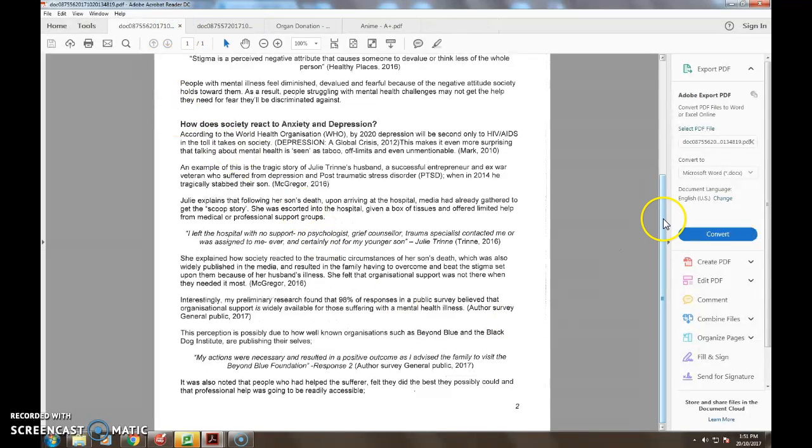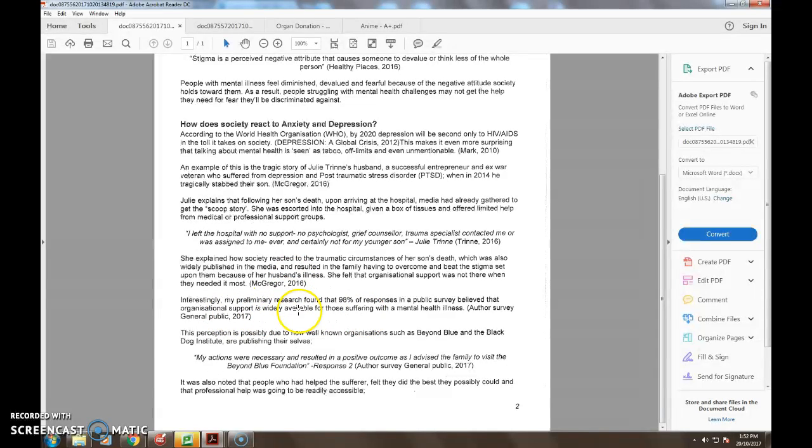Another example from a student's work from this year, again, and a slightly different way of presenting survey responses this time. We've got a student who has chosen to use an extended response or a quote that was received from a survey within their answering of their question. So their key focus area for this one is how does society react to anxiety and depression. My preliminary research found that 98% of responses in a public survey believe that organisational support is widely available.